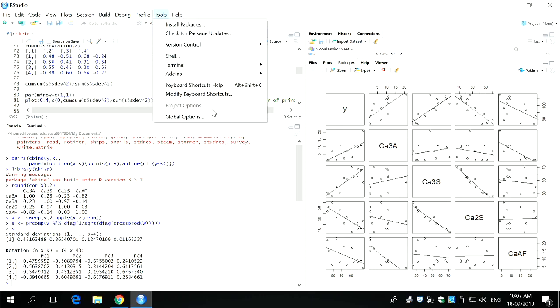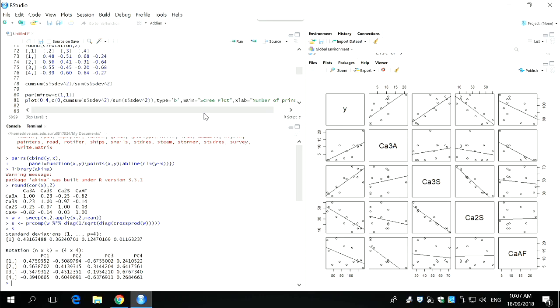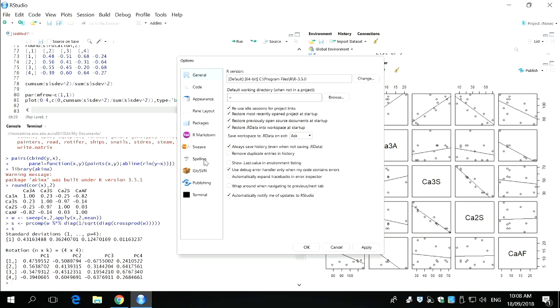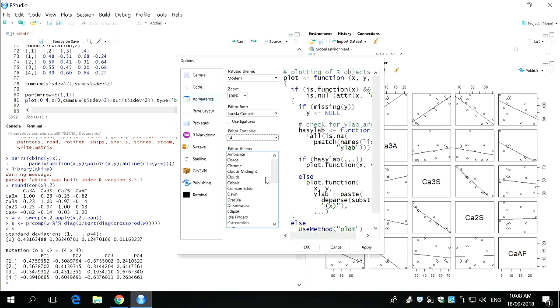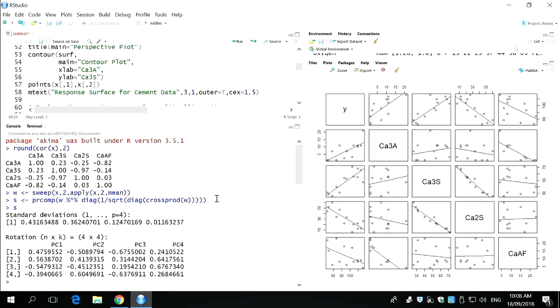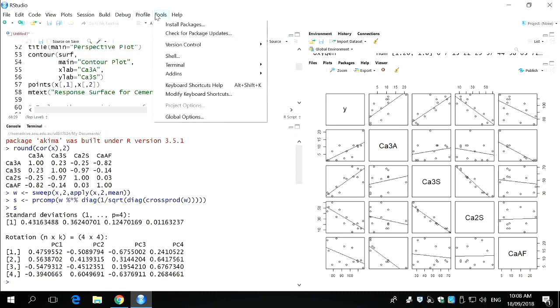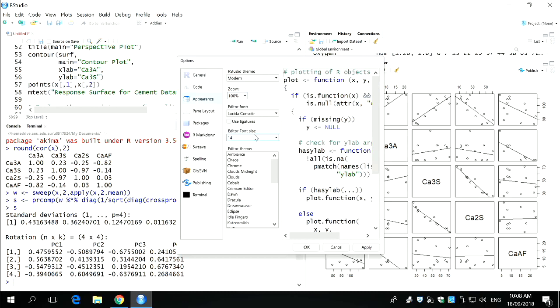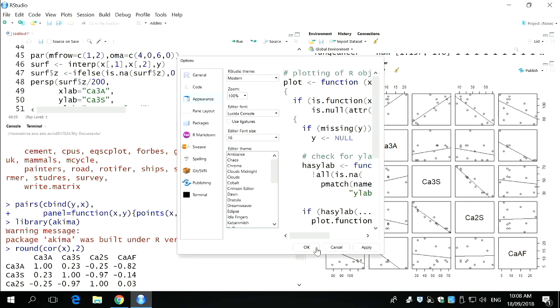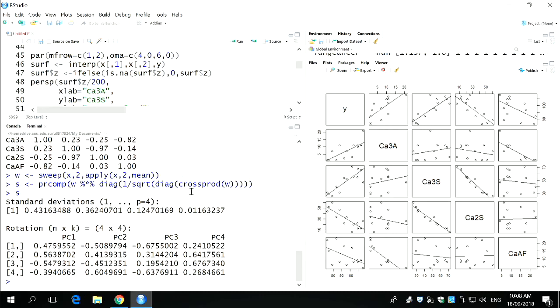Now let me make this a little bit bigger. Tools, options. Seems to me a bit small. Appearance. There we go. It's a bit bigger. Is that big enough? Could even be bigger again, couldn't it? The screens in here are so small. There we go. That's nice and large.